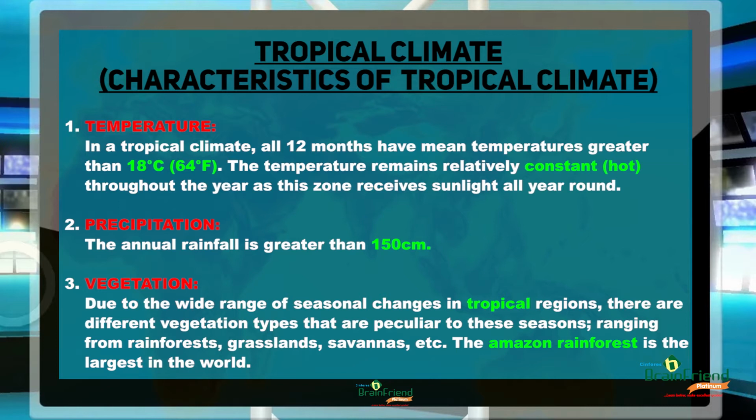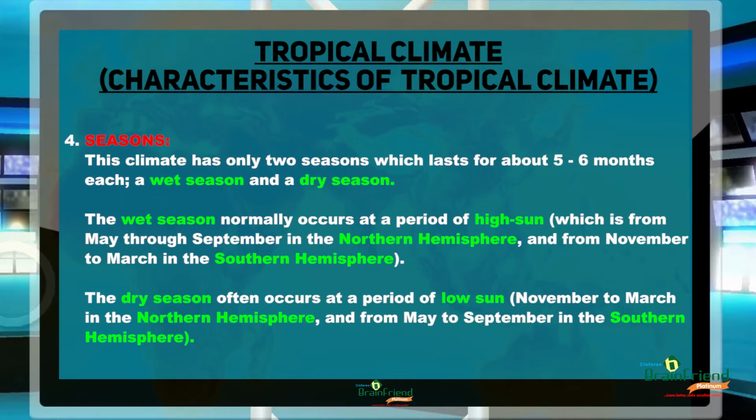Vegetation. Due to the wide range of seasonal changes experienced in tropical climates, there's usually lots of different types of vegetation ranging from grasslands, savannas, rainforests, etc. The Amazon forest, which is found in the tropical region, is the largest in the world.